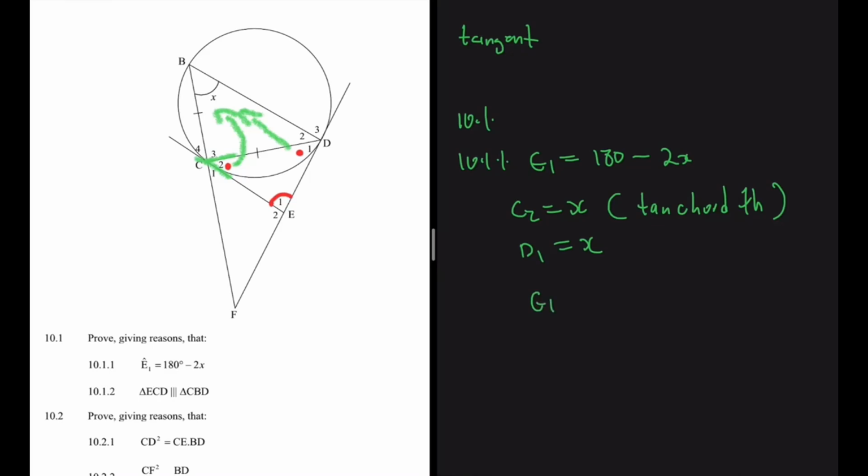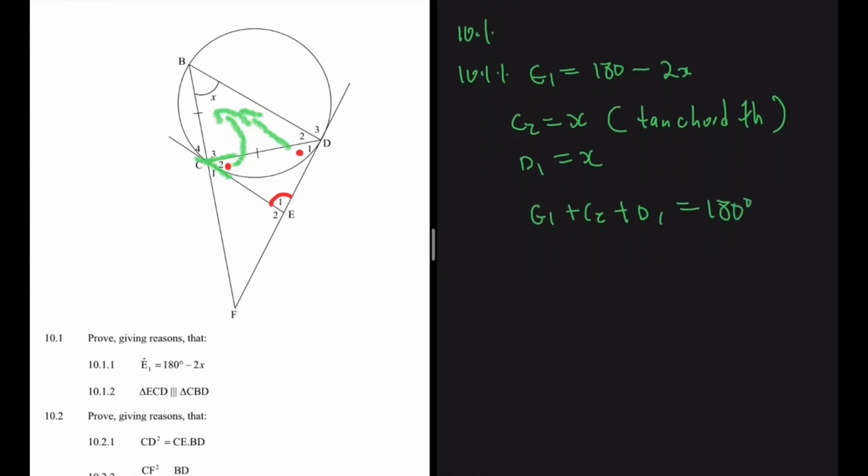Now you realize that E1 plus C2 plus D1 should be equal to 180 degrees, the sum of angles in a triangle. So we can find E1 by saying that it will be equal to 180 minus C2 minus D1, which are both equal to x. So it's 180 minus 2x, and that's how you find E1. Now we can move to 10.1.2. In 10.1.2, we still have one keyword.